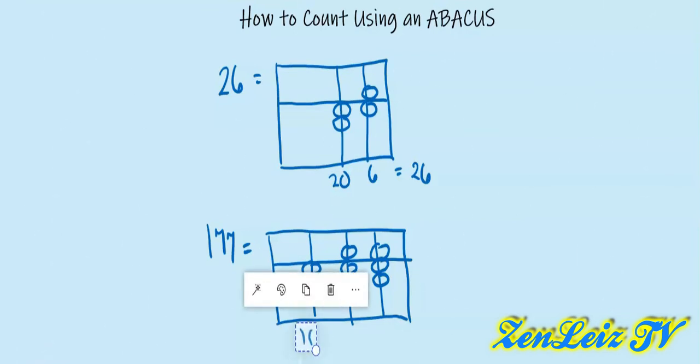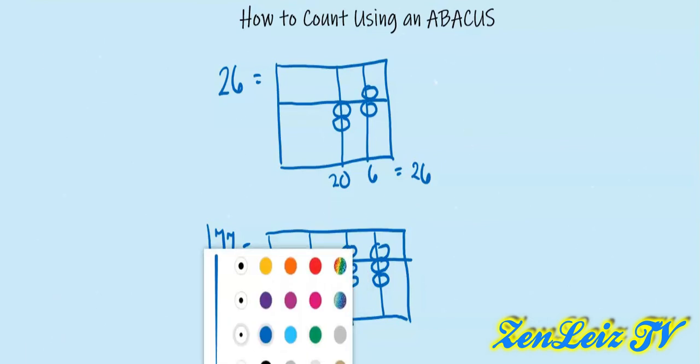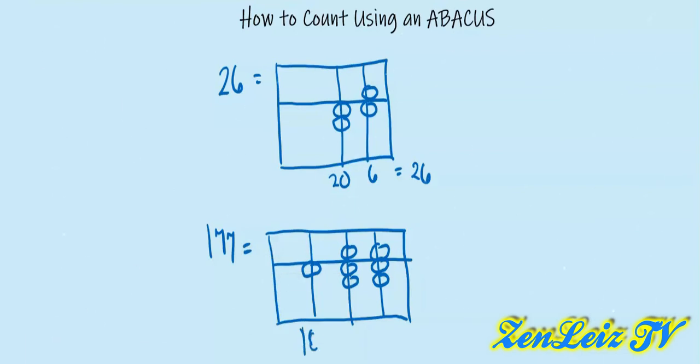Oops. Sorry. This is, ano ba yan? This is 100. This is 70. This is 7. So, 177. Paano po, ma'am, kung 1,050 or 1,092? 1,092 daw. Tingnan natin. 1,092.